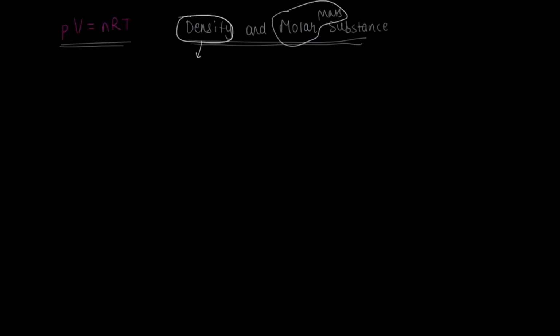So let's denote density by D and molar mass by capital M. Now, what is the density? If you had a box which has a volume V, and the mass of gas that's filled in this is small m, then the density of this gas will be D equal to mass over volume. So mass is m, divided by the volume that you have.